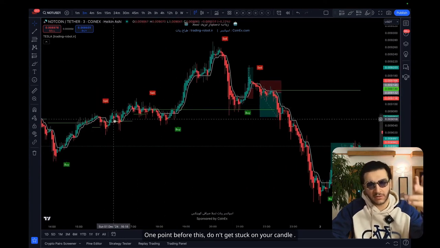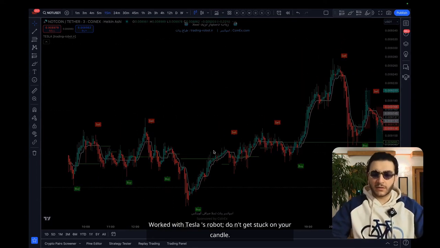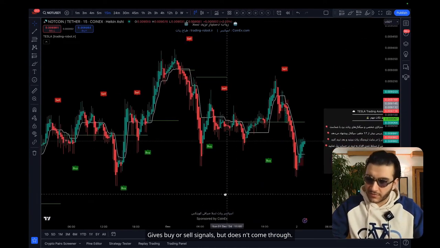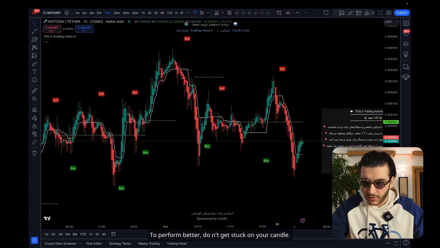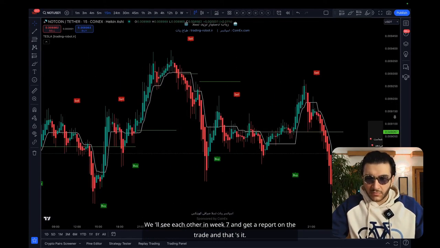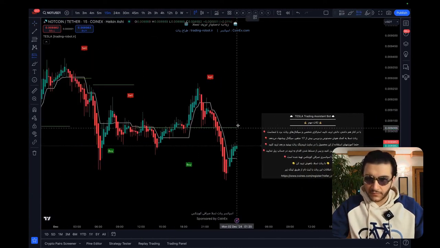The candle closed with a sell signal. One point before this, don't get stuck on your candle. I worked with Tesla's robot. The candle is normal, with lots of movement, and it gives buy or sell signals, but doesn't come through. To perform better, don't get stuck on your candle. I explained about the candle on the Tesla robot page. We'll see each other in week 7 and get a report on the trade, and that's it.